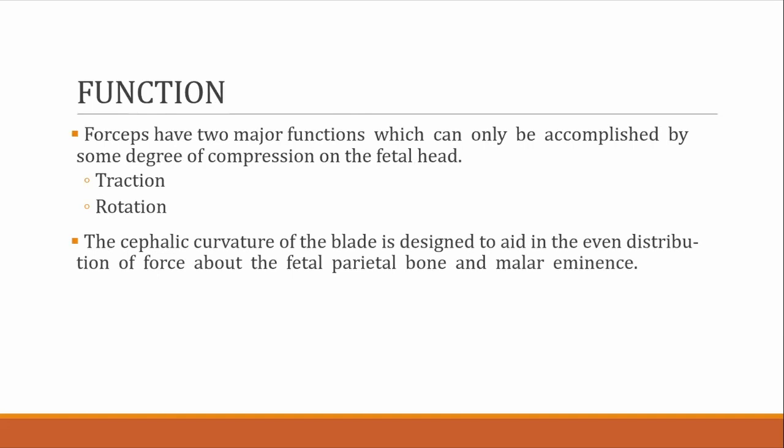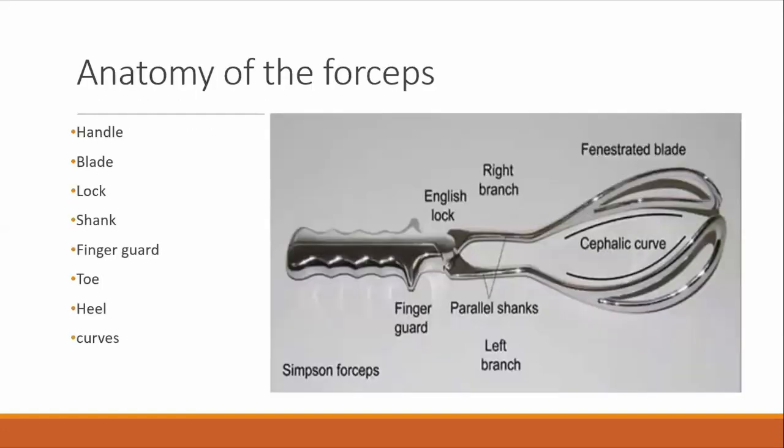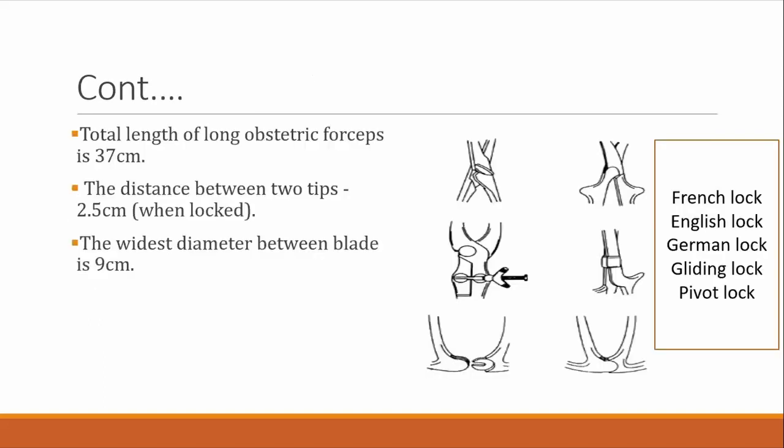The cephalic curvature of the blade is designed to evenly distribute the force on the parietal bone and malar eminence. So when we see the classification based on function: classic, rotational, and specialized forceps. In the anatomy of the forceps, you can see there is the handle, blade, lobe, shank, finger guard, toe, heel, and curve. These are normally designed in different designs based on their applicable function. We can see at least two or three forceps in the coming slides.